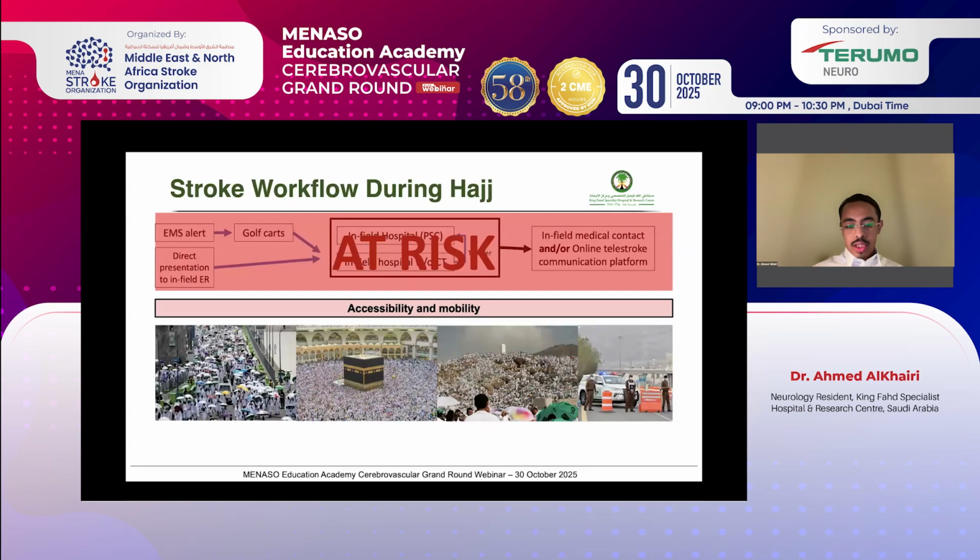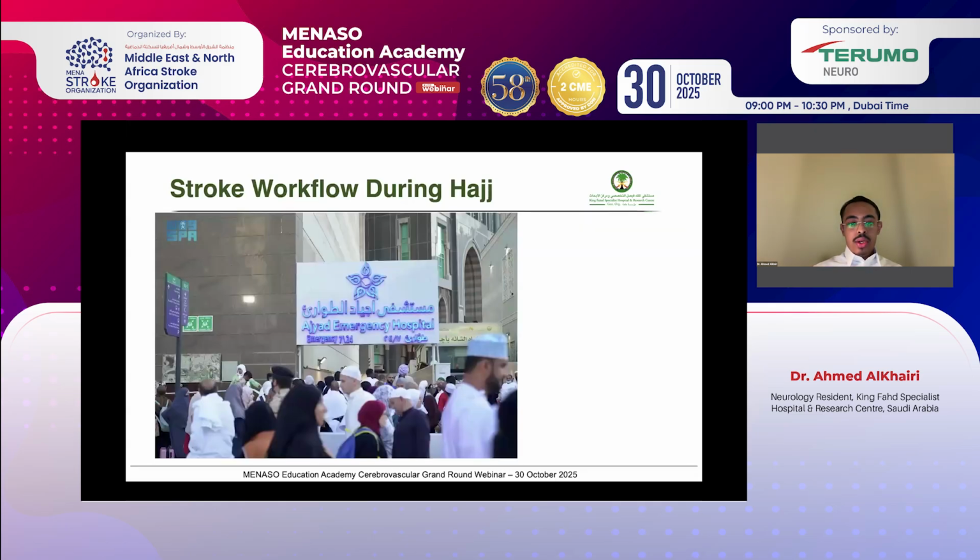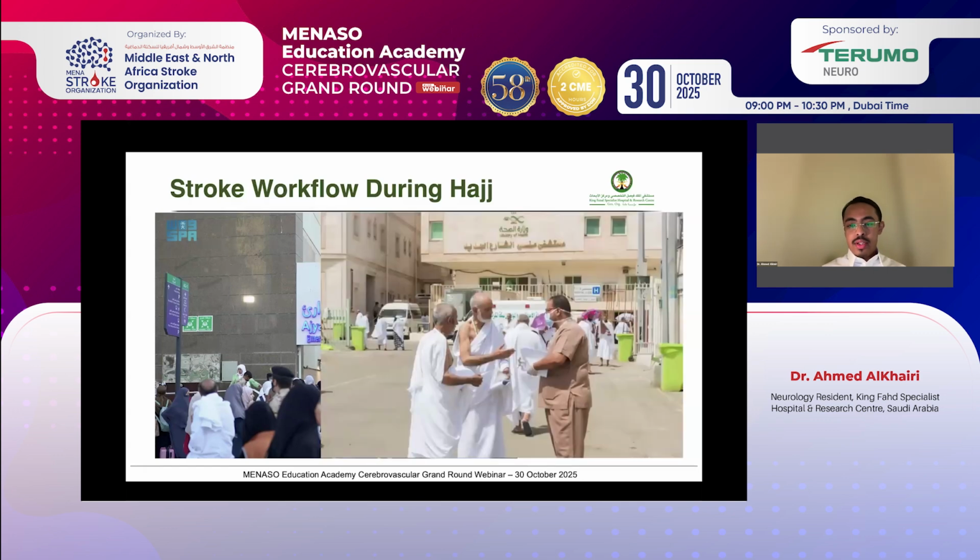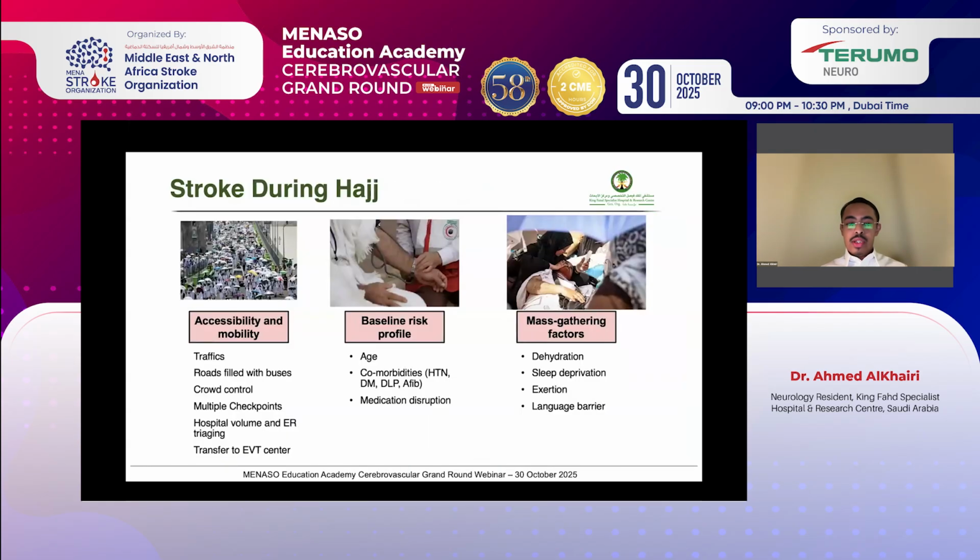So this is what Hajj looks like. This is the Ajyad Emergency Hospital, which is the main hospital at Masjid al-Haram, and this is the pedestrian density around it. It is difficult for EMS services and patients to even arrive at the corridors of the hospital in the first place. And this is at Mustashfa, at Mina, where we can see doctors even doing triage outside.